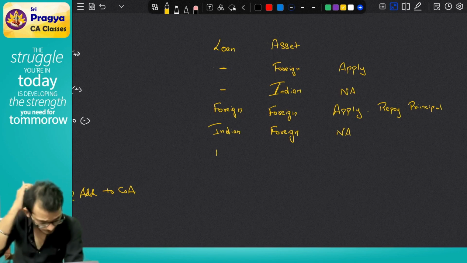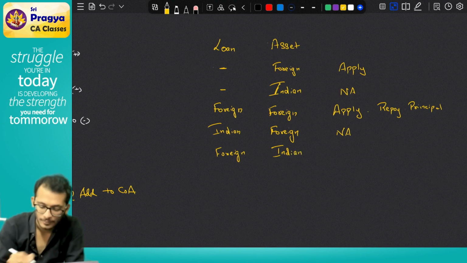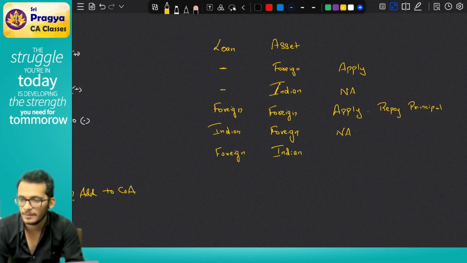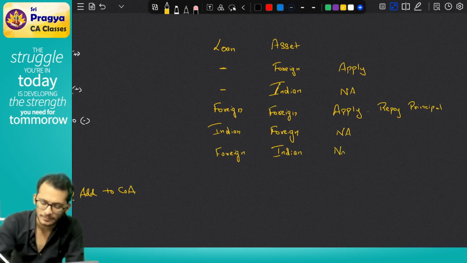Now, Rahul, I have taken a loan from foreign, but the asset is Indian. In this case, will the section apply? Not apply. Here is where the section will not apply.